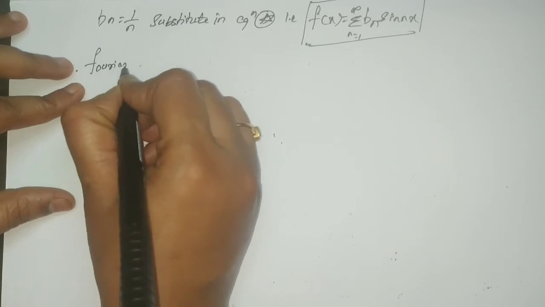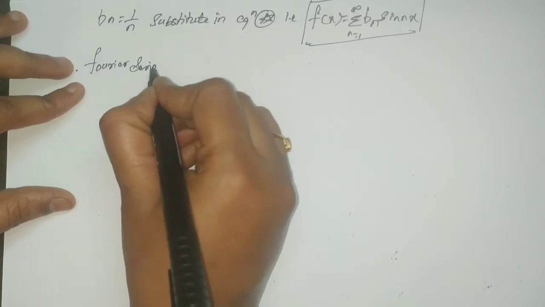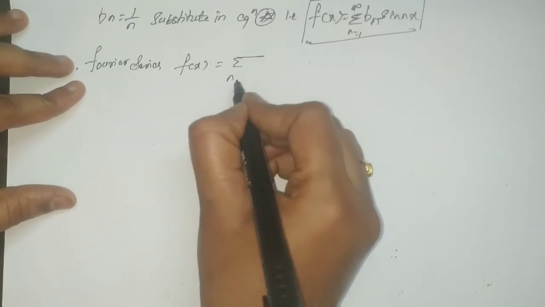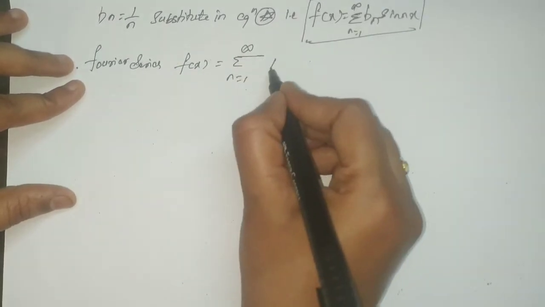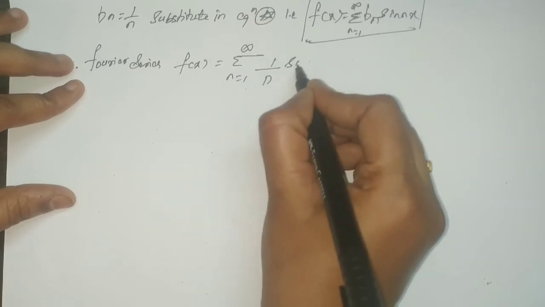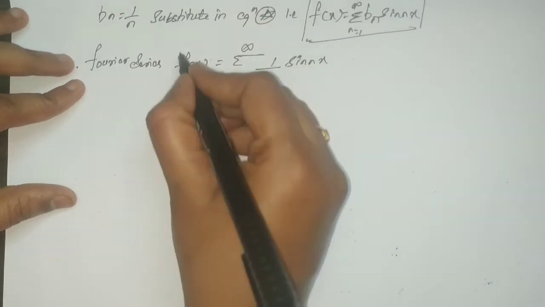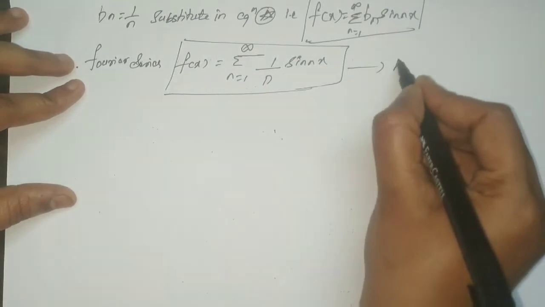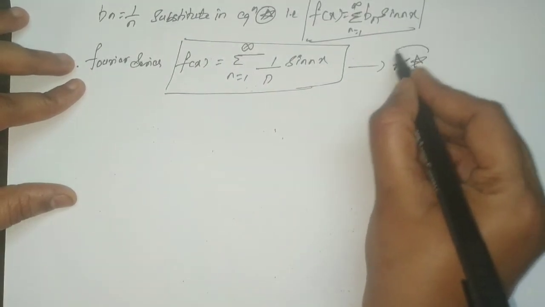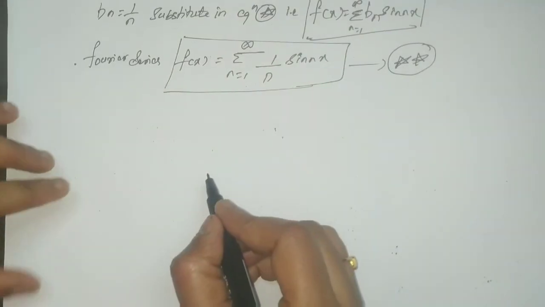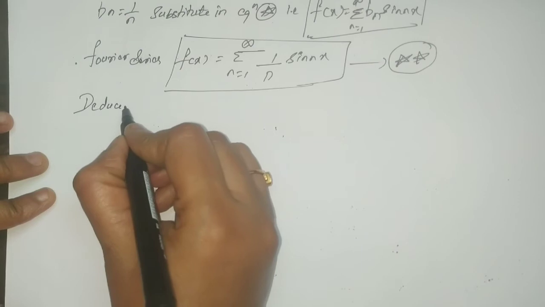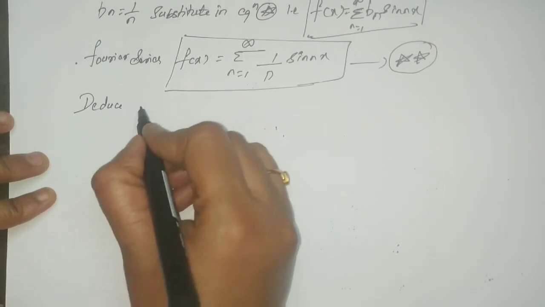So the required Fourier series for the function f of x is summation n equal to 1 to infinity. Instead of Bn, you write 1 by n into sin nx. This is the required Fourier series. Using this, by suitable substitution of x, we can find its deduction. So let us go for the deduction.